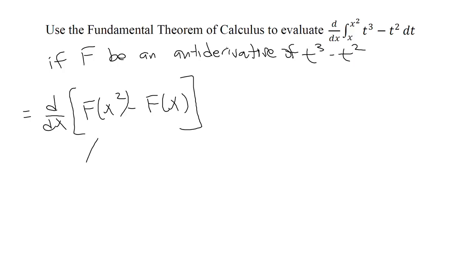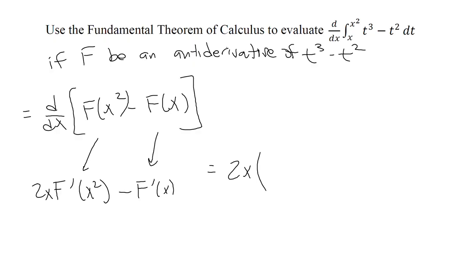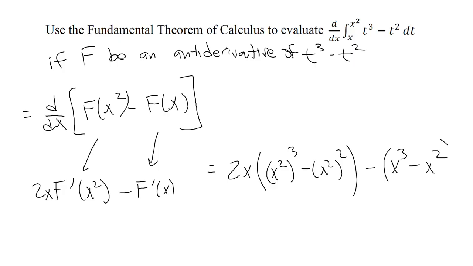But the derivative of capital F of x squared ought to be capital F prime of x squared times 2x. Right? And this is just capital F prime of x, which is just our original function evaluated at x. So what we end up with is 2x times my original function at x squared, so x squared cubed minus x squared squared. And then that is minus my original function at x, which is x cubed minus x squared.